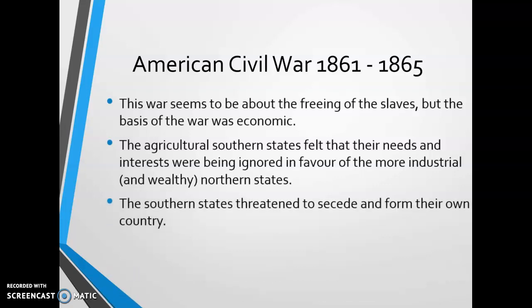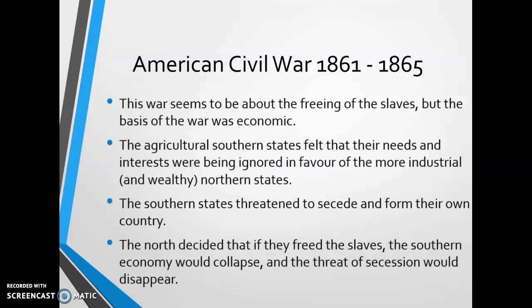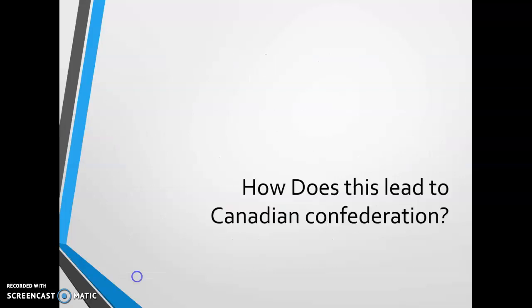The southern states therefore threatened to secede from the Union. They were going to create their own country. The northern states, not happy about that. Remember, manifest destiny, right? So the North decided that if they were to free the slaves, then the southern economy would collapse, because of course the whole agricultural basis was on slavery. Without the slaves, the agriculture simply would not be able to exist. Therefore, the threat of secession would disappear.